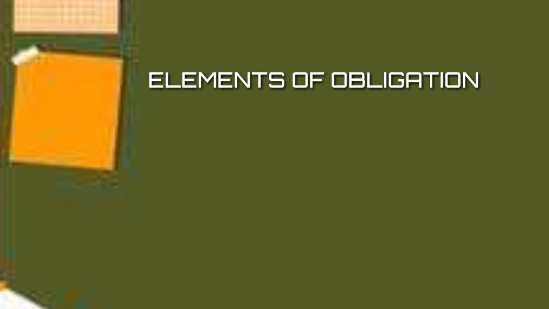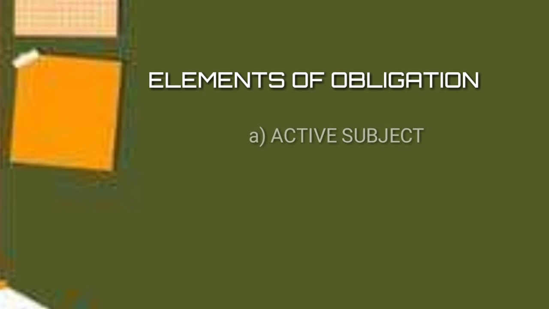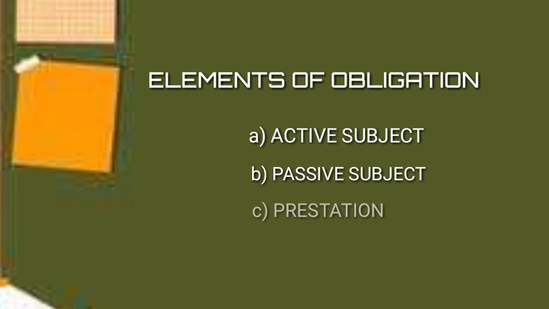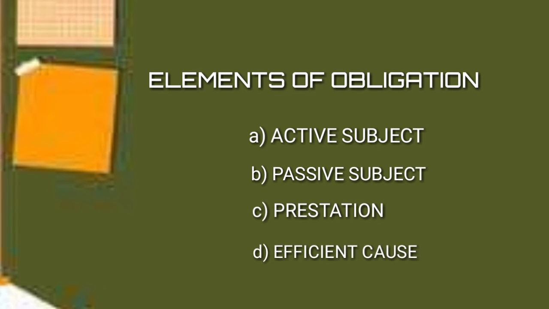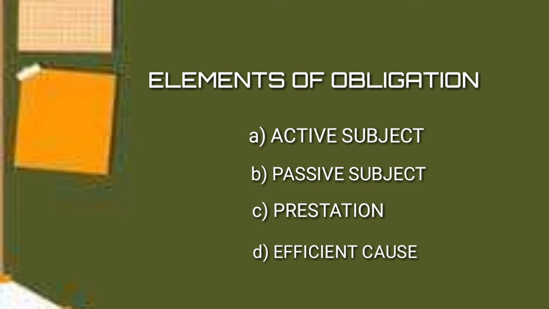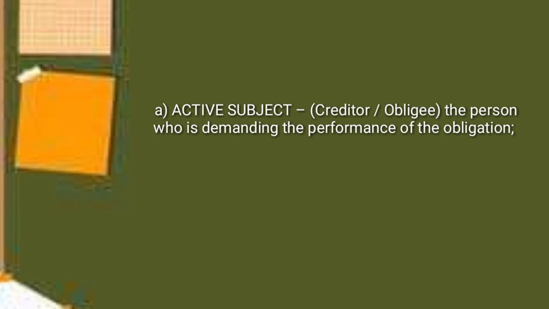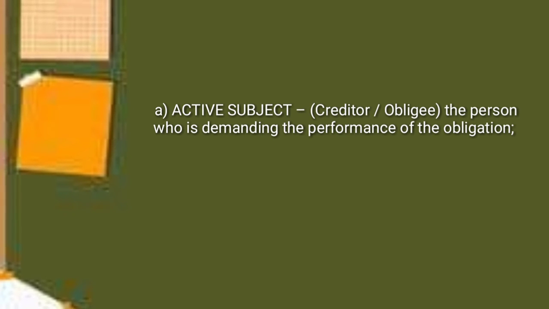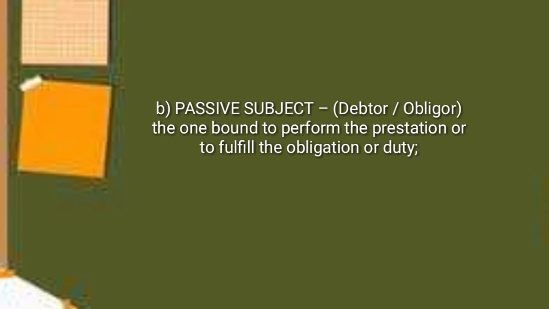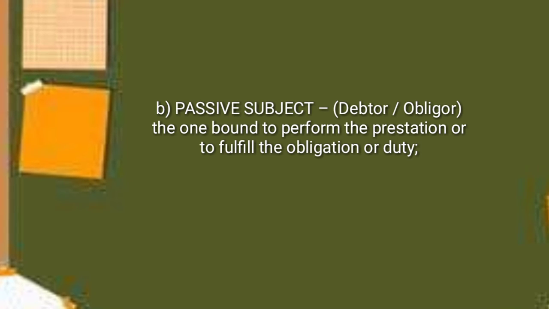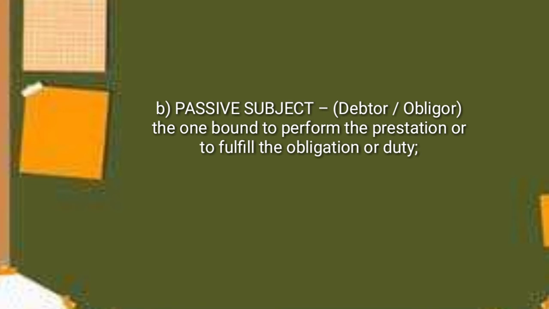Elements of obligation. Active subject. Passive subject. Prestation. Efficient cause or juridical tie. Active subject, the creditor or the obligee, is the person who is demanding the performance of the obligation. Passive subject, the debtor or the obliger, is the one bound to perform the prestation or to fulfill the obligation or duty.